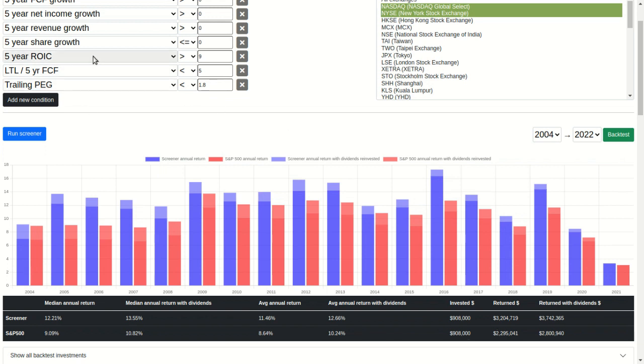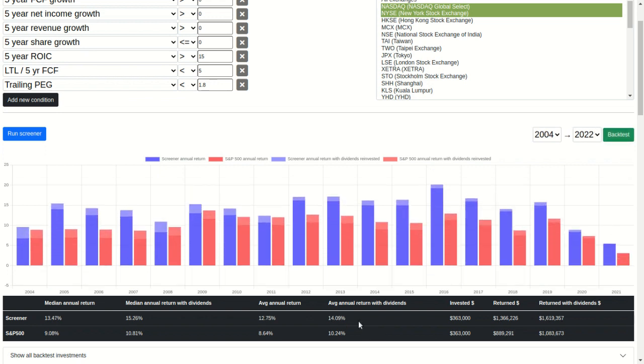Next up, I want to increase this return on invested capital a little bit. So 9% is a very good return on invested capital. However, 15% is even better. And with 15% return on invested capital, the company can actually compound much faster. So let's do a backtest using the 15% return on invested capital. So we had a 12.6% average annualized return. And if we use this 15%, we now get a 14% annualized return and 15% median return.